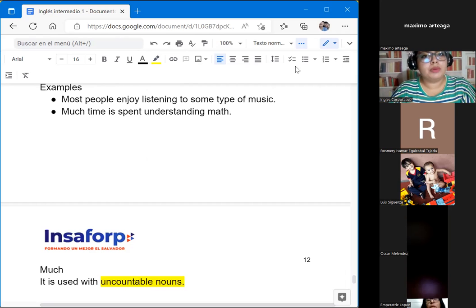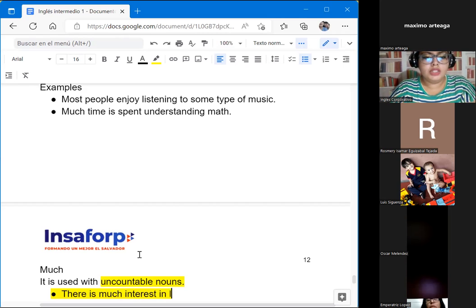And we have some examples. The first one said, there is much interest in learning. In this case, we're talking about something that we cannot touch, because interest is an abstract idea. So in that case, it's something uncountable. And in that case, we are going to use much.